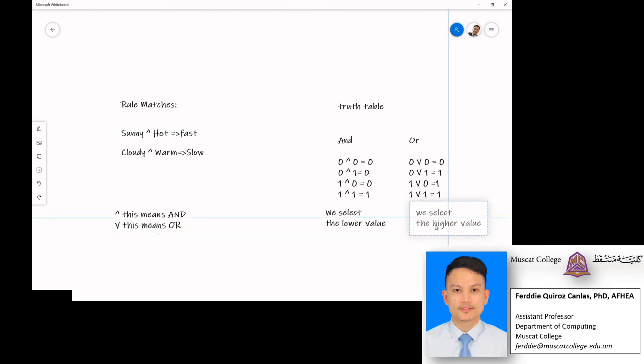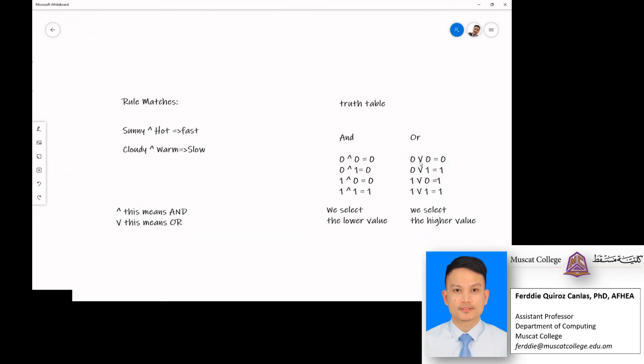So look at this one. 0 or 0, we get 0 because both of them are 0. 0 or 1, we select 1 because based on the rule of OR, we normally select the higher value. 1 or 0, we select 1 because 1 has the higher value. So please remember these sentences I have written here. In the case of AND, we select the lower value. In the case of OR, we select the higher value.